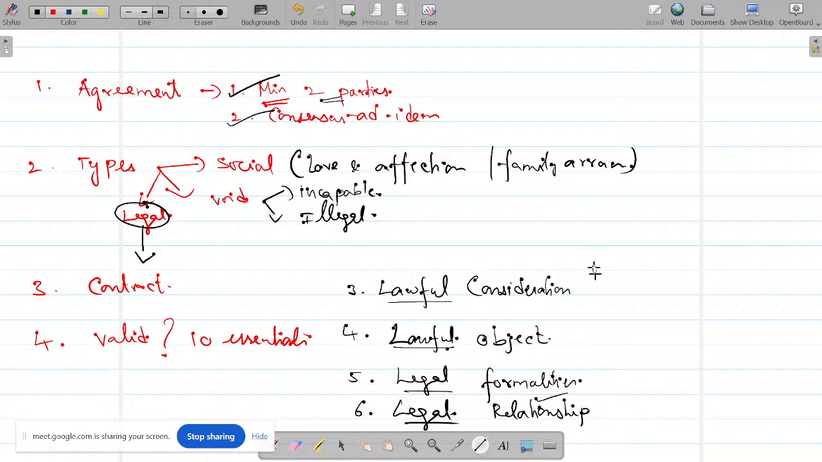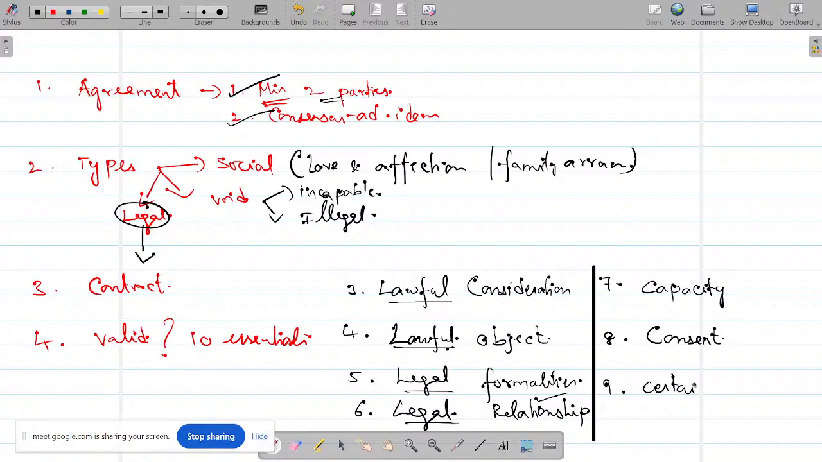Let me go for the next four points. Seventh point, who can enter into a contract? Capacity of the parties. Eighth one, the parties should have entered without any compulsion, that is, free consent. Ninth one, certainty and possibility should be there.